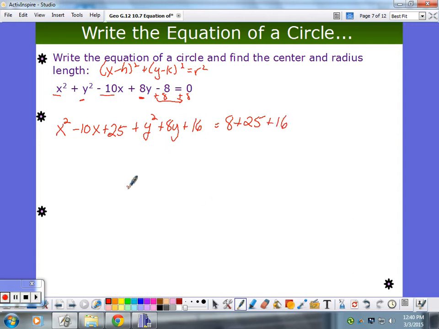So far, so good? Now I'm going to take this and say, now it's a perfect square trinomial. What's the binomial square that goes with that? Yes, sir, Christian? x minus 5 squared. What about this one? y plus 4 squared. What's 8 plus 25 plus 16? Yes, 49. Look, look, look. To me, this is awesome. It's in this form now. It's x minus h squared plus y minus k squared equals r squared. What's the center?